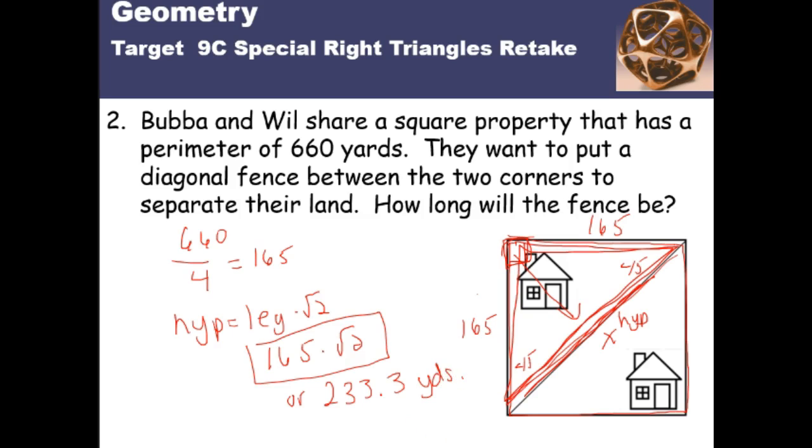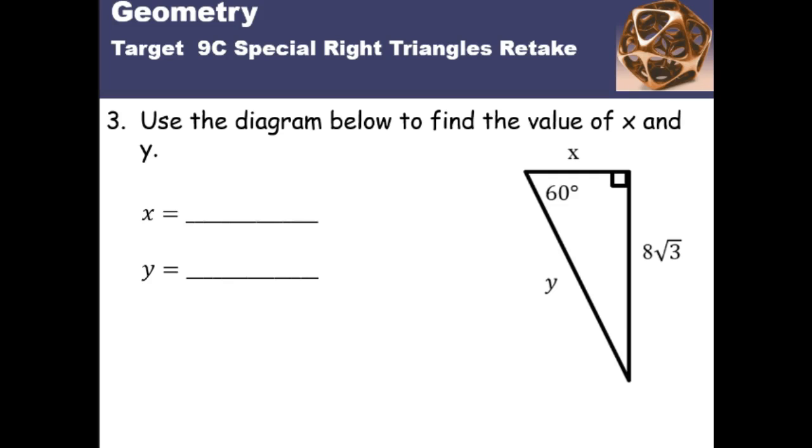Alright, problem number 3 is a 30, 60, 90. This is 60, this is 90, so this one has to be 30. Now we have to label. I forgot to write the rules down, so let me write the rules down. The hypotenuse for 30, 60, 90 is 2 times the short leg. SL stands for short leg. And the long leg, that's LL, is the short leg times radical 3. So I need to know what leg's the long leg, what leg's the short leg, and what leg's the hypotenuse.